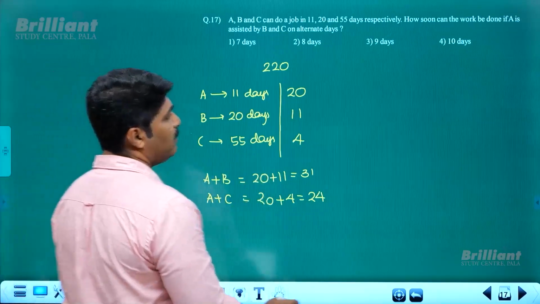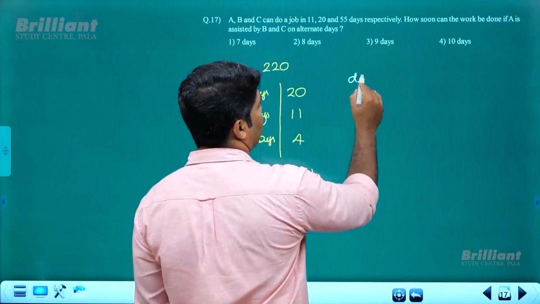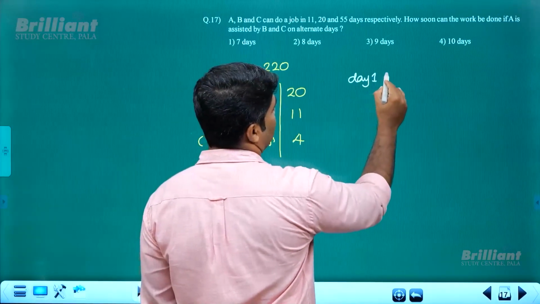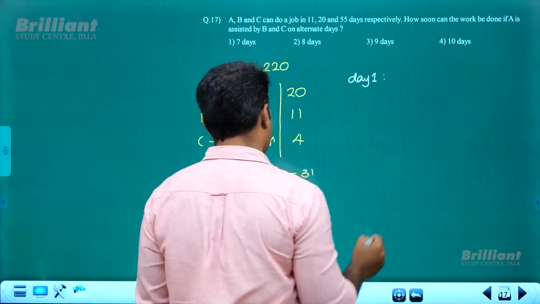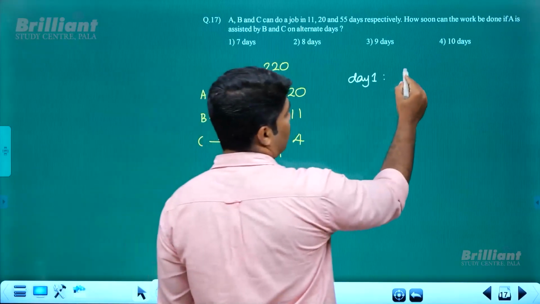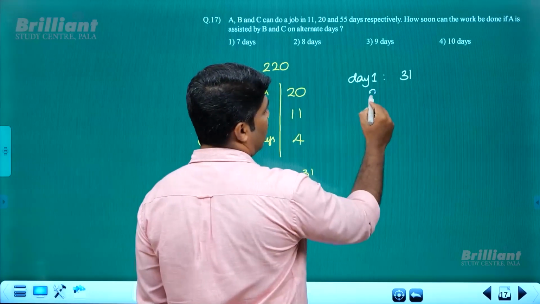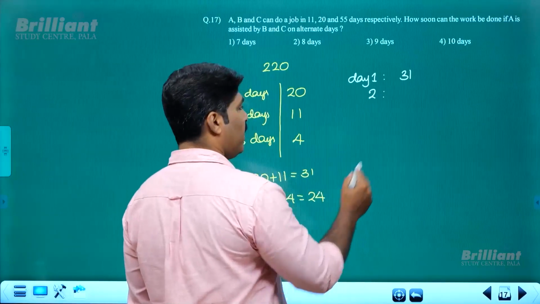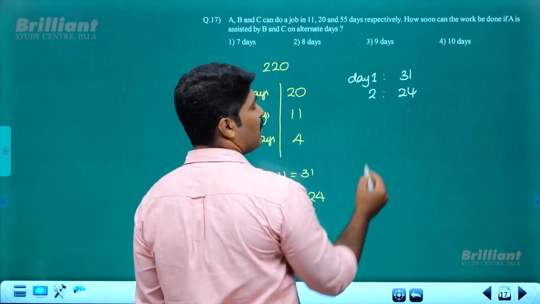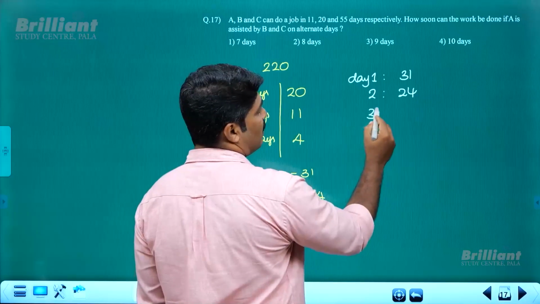So day by day activity we just consider. Day 1. Here who will work for day 1? This is A and B. They can finish 31 books. Day 2. Here this will be A and C. They can finish 24.